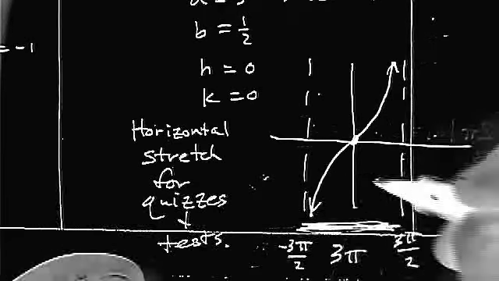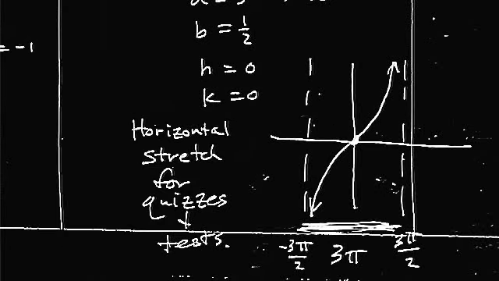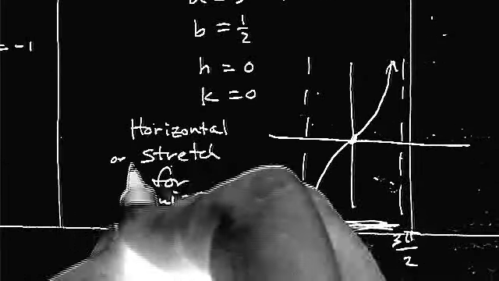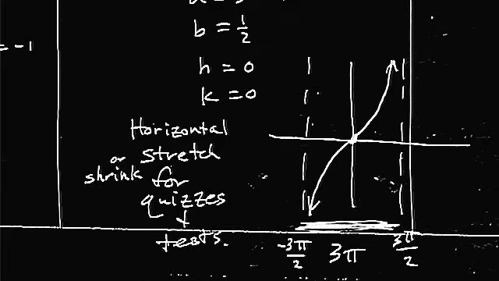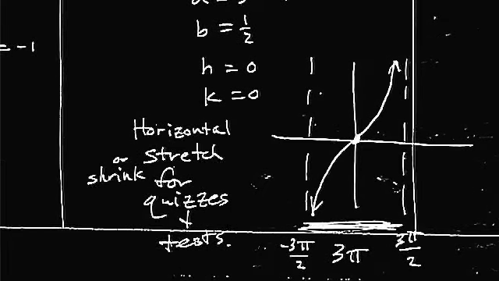I'm not going to get into doing the ugly points, trying to understand which is which. So all I'm getting at is I'm going to do a horizontal stretch or shrink on a quiz or test. I'm not even going to do a vertical. So that really simplifies things for tangent. Okay, we'll practice in class.